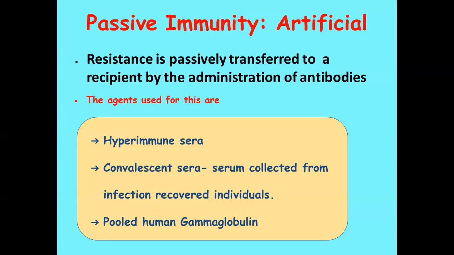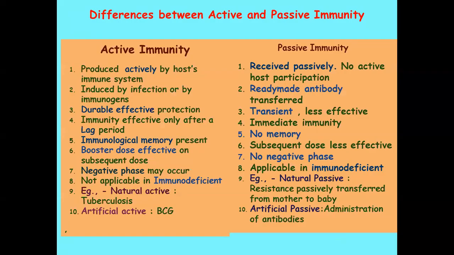There is one more serum we call convalescent sera. What is convalescent sera? I am having an infection, and if you collect my serum, it contains the antibody against the infection which I had. That serum treatment is called convalescent sera. This is what we discussed during the COVID condition. People expected convalescent sera to be given to treat individuals who were not able to recover from COVID. And pooled human gamma globulin: we can collect it from individuals, and later it can be given to an individual who is infected.